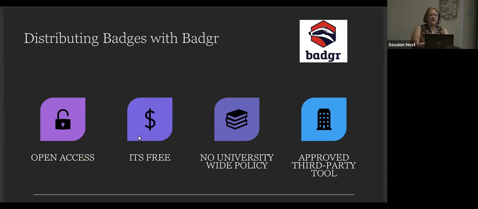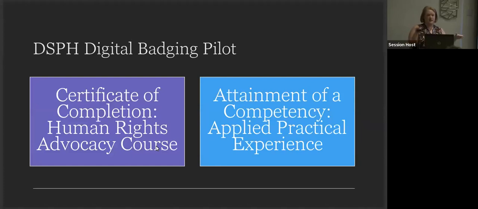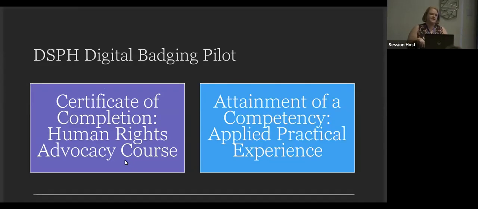So we have a human rights advocacy training that is part of our continuing education non-credit program. And that's a certificate of completion. It's like, did you go through this training? Yes or no? And then the other piece is the attainment of a competency for our applied practical experience. And I will go into more details about the applied practical experience when I get to that part.